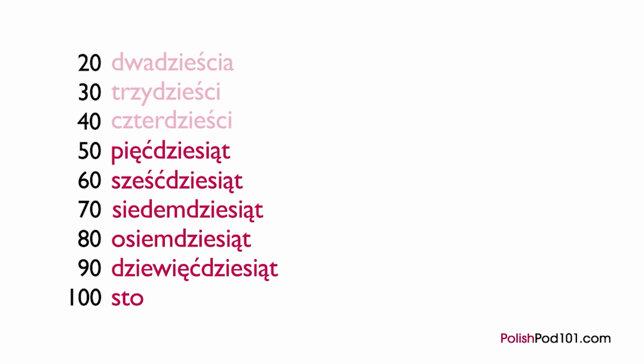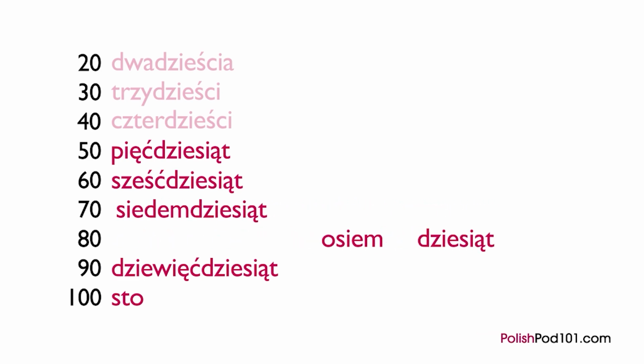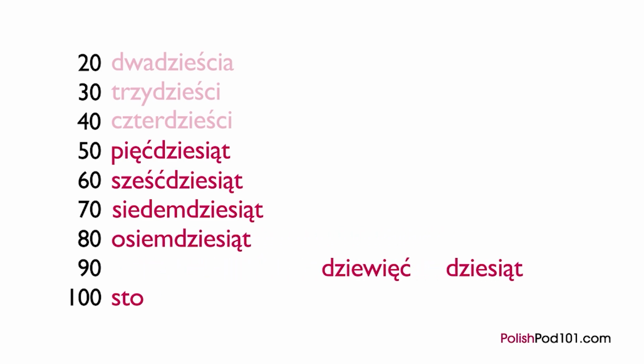Then, starting from 50, it gets much easier, because we just take the digit and add the ending dziesiąt. Let's try together. 5 and dziesiąt is 50. 6 and dziesiąt is 60. 7 and dziesiąt is 70. 8 and dziesiąt is 80. And finally, 9 and dziesiąt is 90.